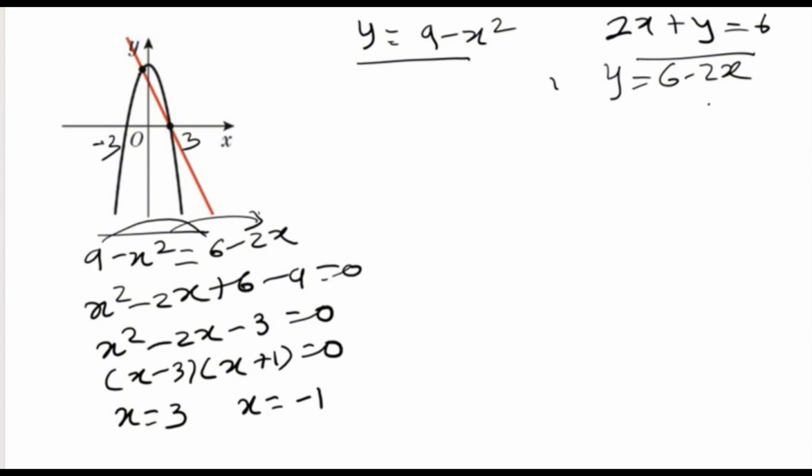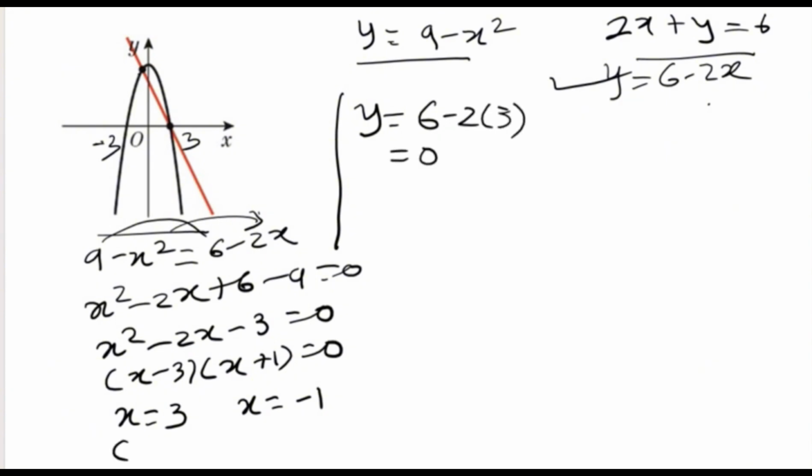To find the y coordinate, I will use this equation. So first I am putting 3. So y is equal to 6 minus 2 times 3. That will give you 0. So the first coordinate we are getting is 3, 0. And y is equal to 6 minus 2 into minus 1. So 6 minus minus 2 will give you plus 2, sorry.